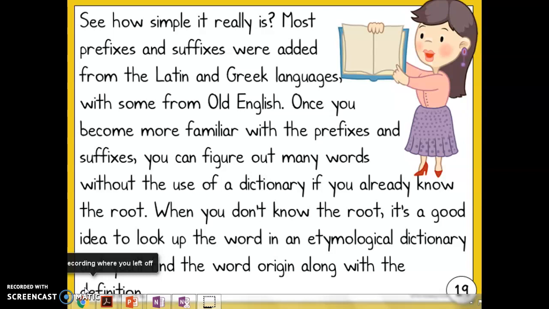Most prefixes and suffixes were added from the Latin and Greek languages, with some from Old English. Once you become more familiar with the prefixes and suffixes, you can figure out many words without the use of a dictionary if you already know the root. When you don't know the root, it's a good idea to look up the word in an etymological dictionary, and you'll find the word origin along with the definition.